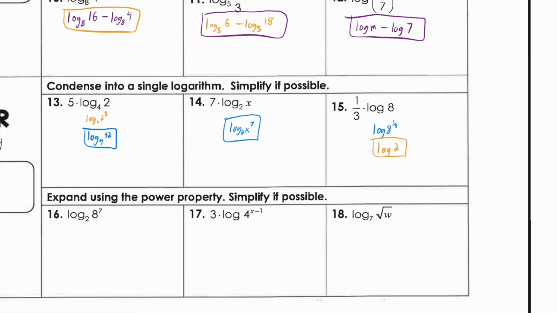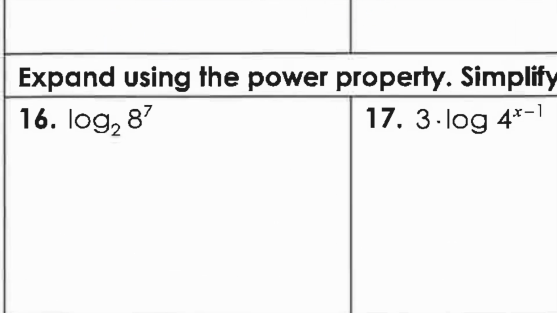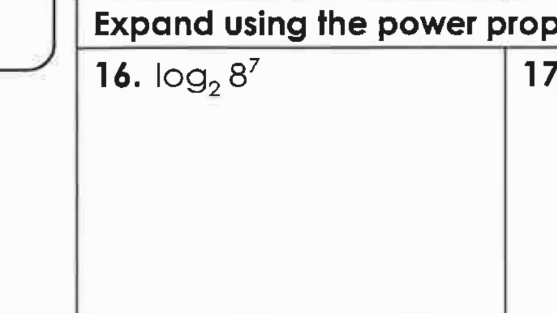Now on 16, 17, 18, we'll be expanding these. And these we don't really have to use our imagination at all, actually, which is nice. So the 7 would come out as a coefficient, and so it'd be 7 times log base 2 of 8. And you can put the multiplication symbol. You don't have to. It's up to you. I often don't, personally.